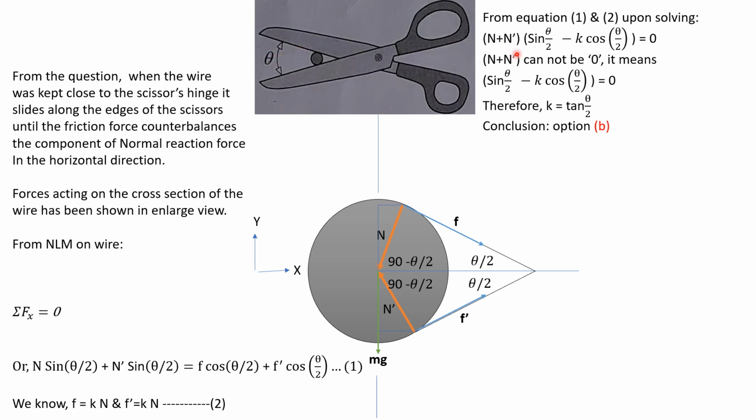We know that N plus N dash cannot be 0. Why? Because this is the force by which the edges are pressing the wire. So it means the other expression should be equal to 0, that is, sine theta by 2 minus k cos theta by 2 is equal to 0. From here we calculate that k is equal to tan theta by 2. If you look at the options, option B matches our result. So option B is the correct answer.